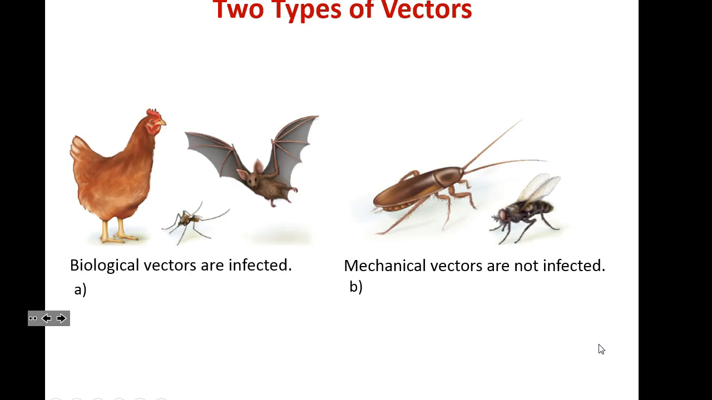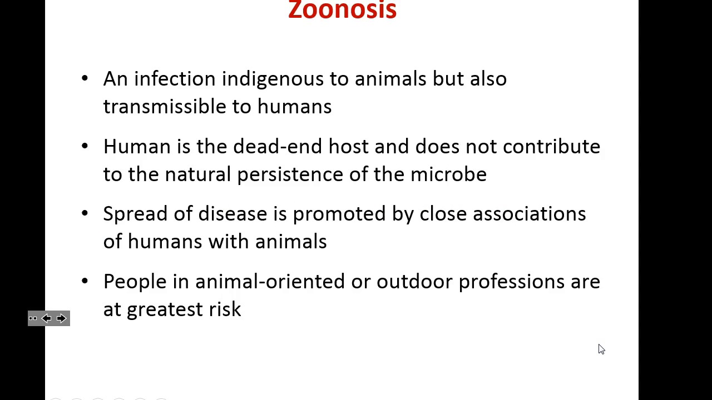Two types of vectors: biological. The biological vectors are infected themselves. Has anyone ever seen a live bat? This mosquito here and this chicken, they are all infected. But a mechanical vector is not infected. It can just carry the infection from one source to another. From one site to another.